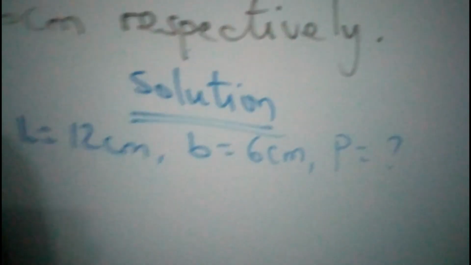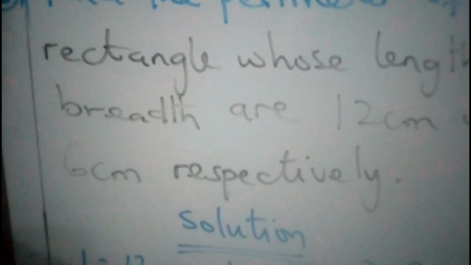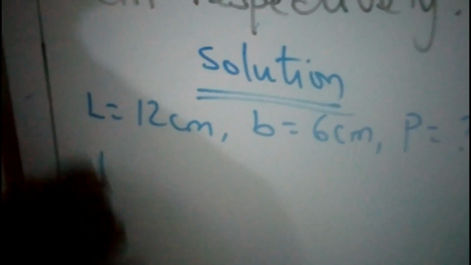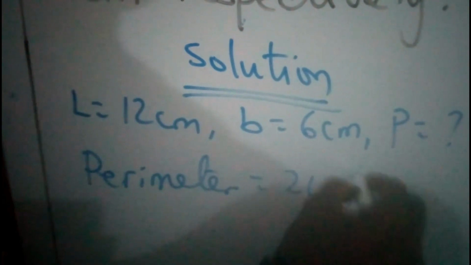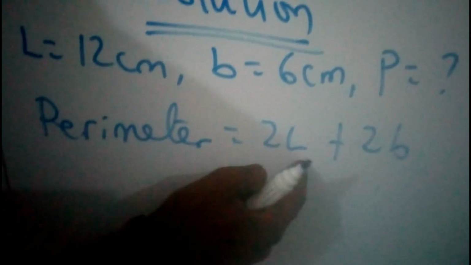Now, what shape are we considering here? It is a rectangle. So from our chart, what's the formula for the perimeter of a rectangle? The perimeter of a rectangle simply gives you 2L plus 2B. That's 2 times length plus 2 times breadth.